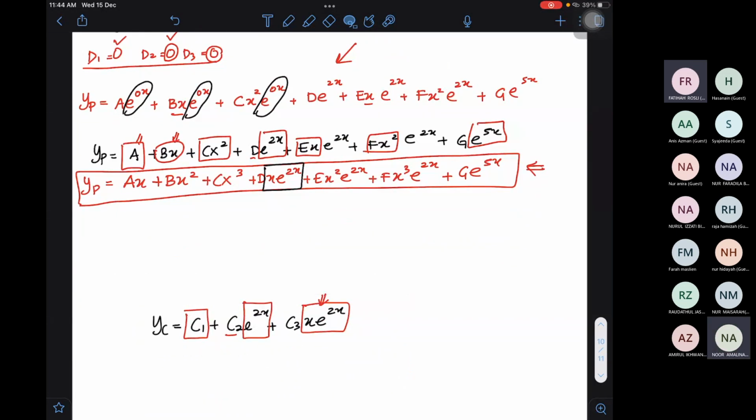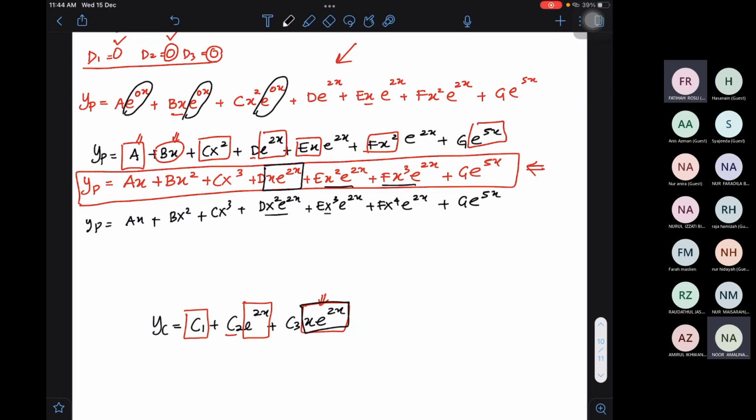Okay, so ini akan jadi dx square. So, bila ni x square, dia dah sama dengan ni, yang ini kena tambah ex cube. So, bila ni x cube, dia sama dengan ni, yang ini kena tambah fx4 eksponen 2x plus g eksponen 5x. Depan ni, cx cube plus bx square plus ax sama dengan yp. Okay, so kita modify tadi, tiba-tiba sama pula dengan yang belakang ni. Saya tak perasan. Okay, thank you.